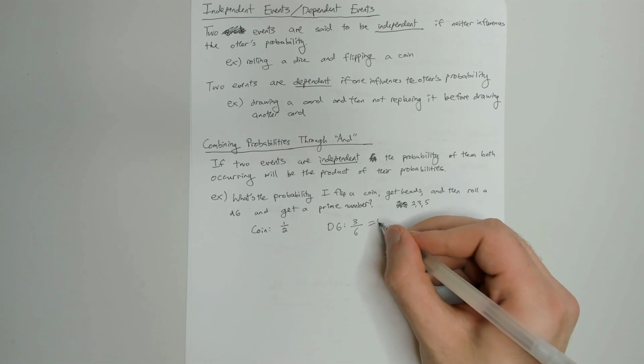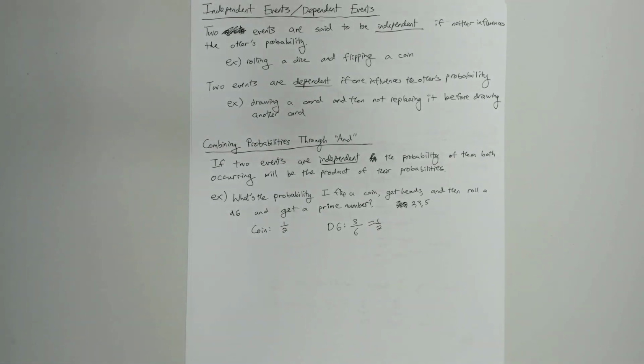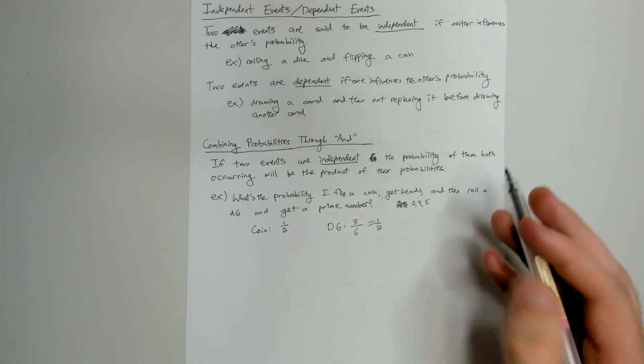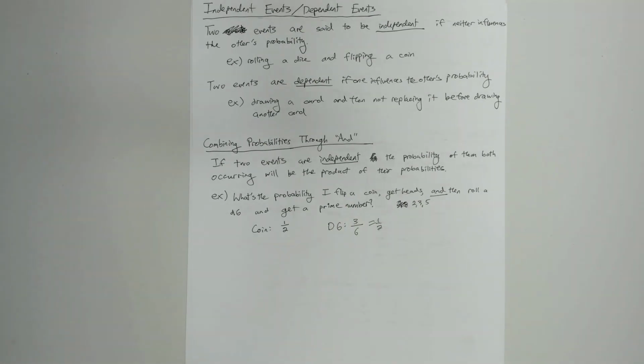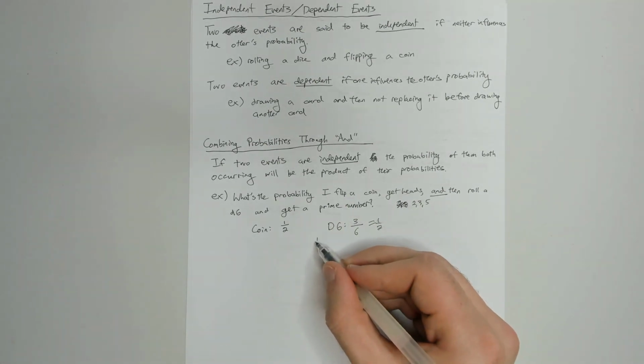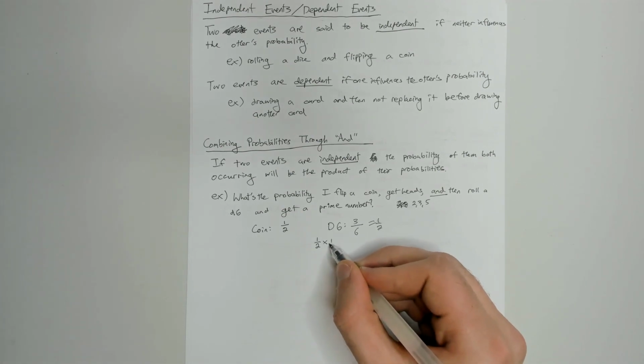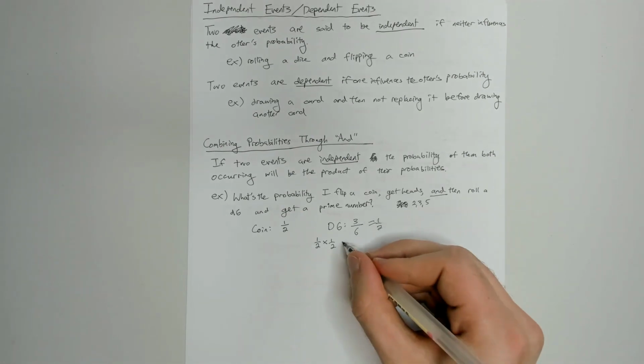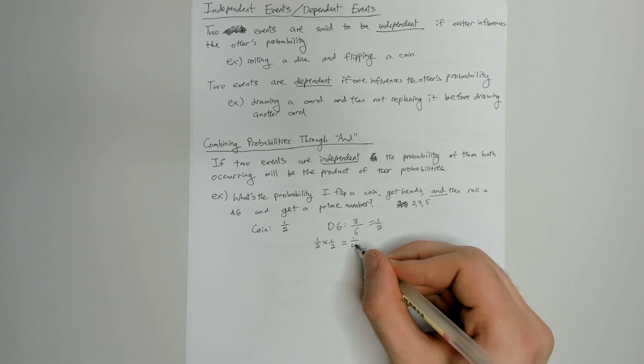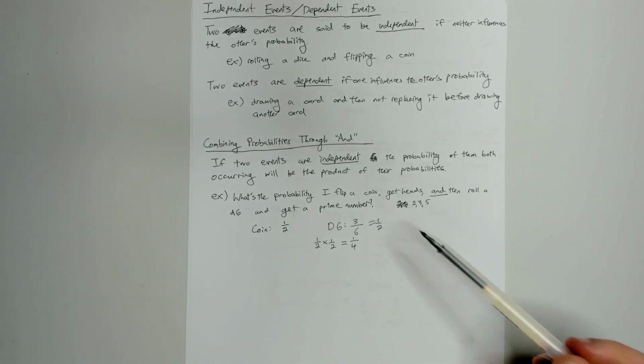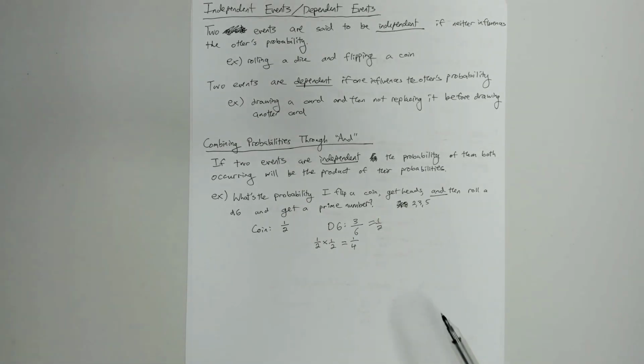And 3 out of 6 is a half. So both of these actually have a probability of a half. But we want to know the probability of getting heads and getting that prime number. So for that full probability, we have to multiply these two probabilities, a half times a half, and we get a quarter. So there's a 1 in 4 chance that we flip the coin and also get a prime number on the d6. All right, so just remember, ANDing is multiplication, assuming the events are independent.